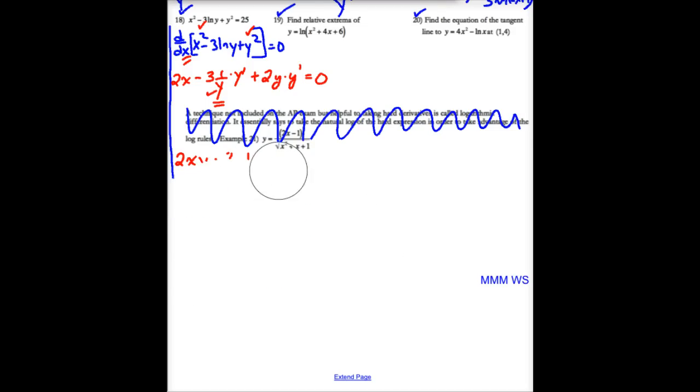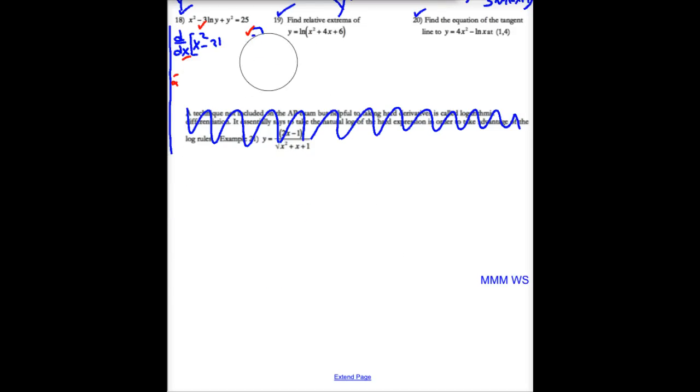I just within there had that natural log rule that I needed to apply. So a lot of the stuff in this chapter you already know how to do. We just have a couple new rules. I already should know how to find relative maxes and relative mins.